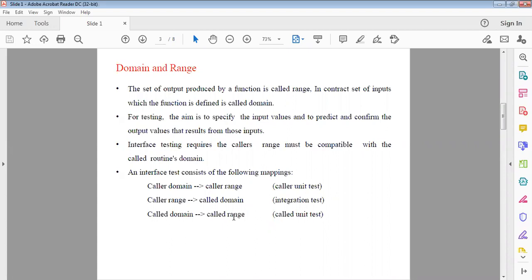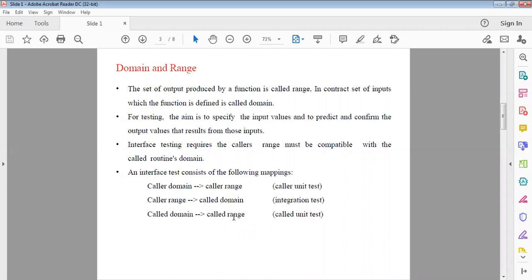First, the caller domain, the input values, to the caller range is tested by unit testing. Next, according to the caller range, the information is sent to the called domain. That is done by the integration process; testing is done by integration test. After the range is transferred to the called domain, the called domain finally gives the outputs, and the called range will be displayed. That is done by unit test.